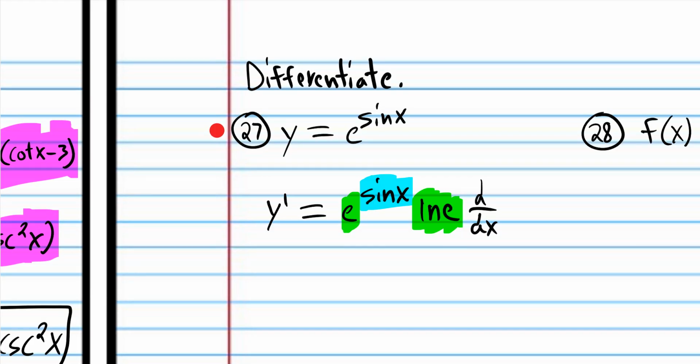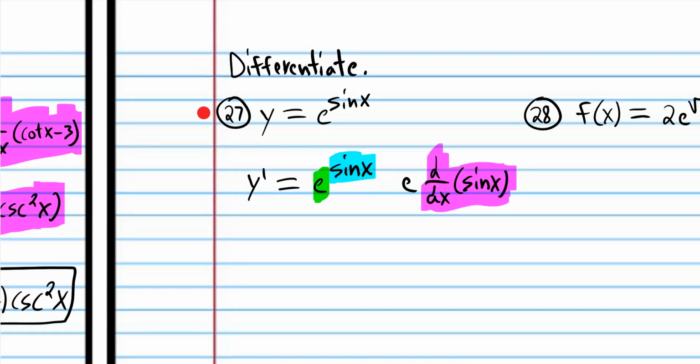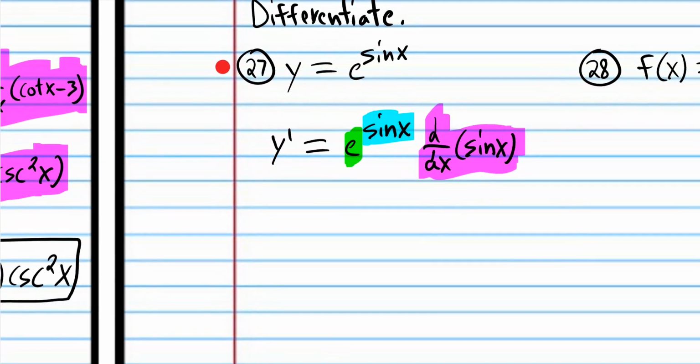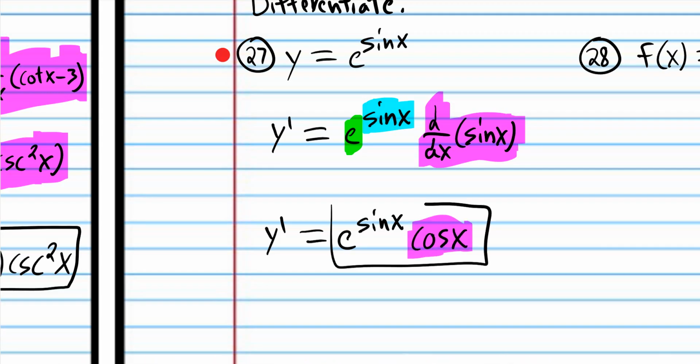Then we multiply by the derivative of the inside function. So again, we use the chain rule. But again, natural log e is just 1, so we don't really need to write it. So we can get rid of that. So again, we're just using the 3 steps of the chain rule. The derivative of sine is cosine. And so there you go. We're done.